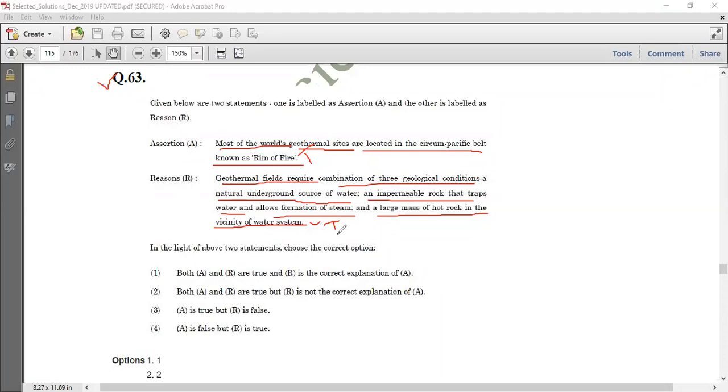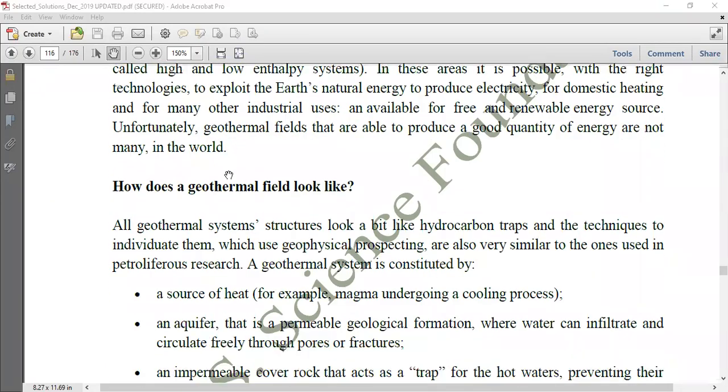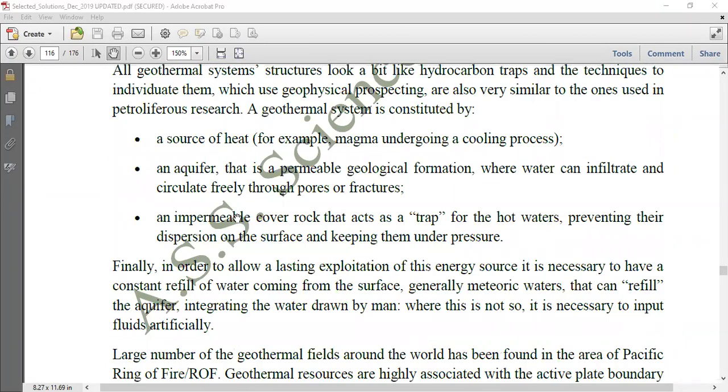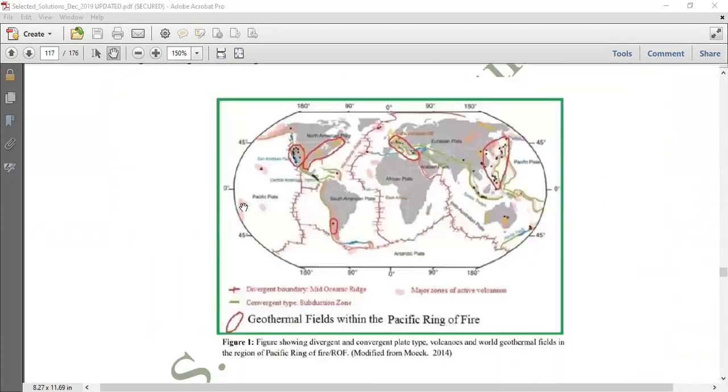So the second option would be the correct answer: both A and R are true, but R is not the correct explanation of A. That's why we will take the second as the correct answer, because both statements are individually true, but they are not explaining each other. We can see here how the geothermal fields work out. You can see that most of them are in the Pacific Ring of Fire. Here it has been shown.